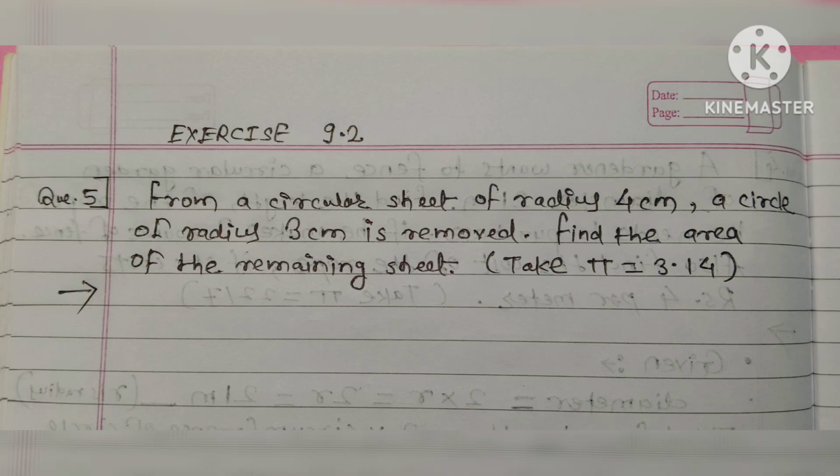Question number 5. From a circular sheet of radius 4 cm, a circle of radius 3 cm is removed. Find the area of the remaining sheet and take the pi value as 3.14.